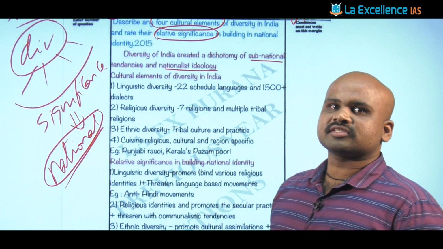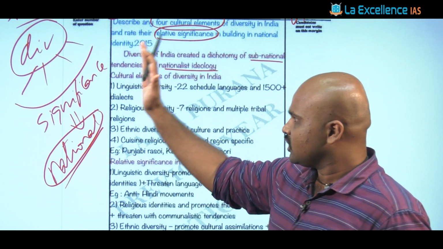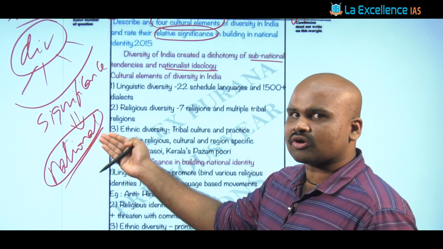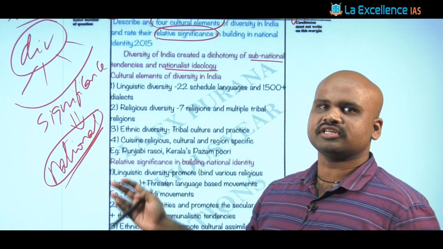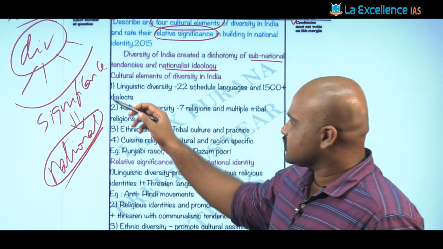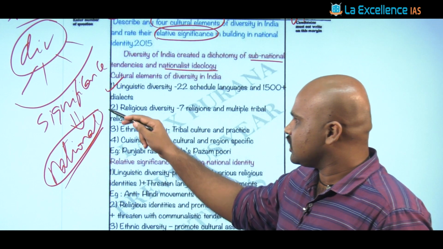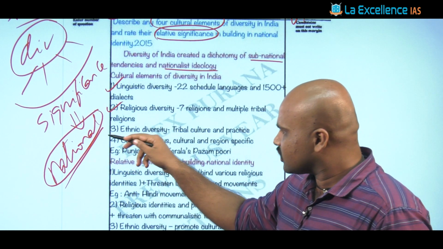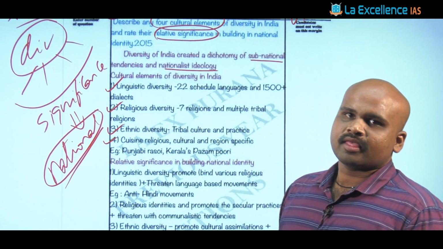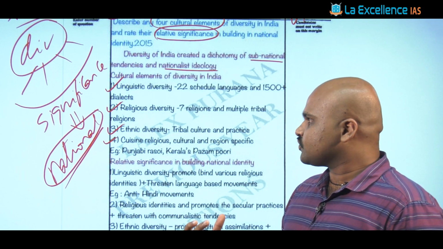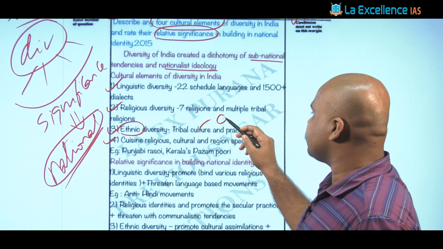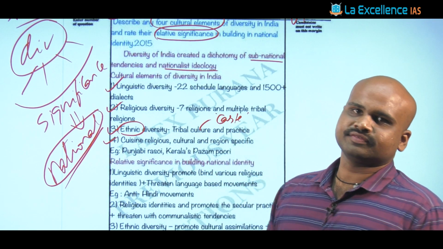Because most of you are perplexed: sir, what should be written first, what should be written next? The navigation of the question is very, very simple. Immediately after we introduce the conflict between the sub-nationalist tendencies and nationalist tendencies, we shift to the cultural elements. That cultural element can be linguistic diversity, religious diversity, ethnic diversity, cuisines, dressing, music. We have to talk about ethnic diversity, because we have a very important element called caste.